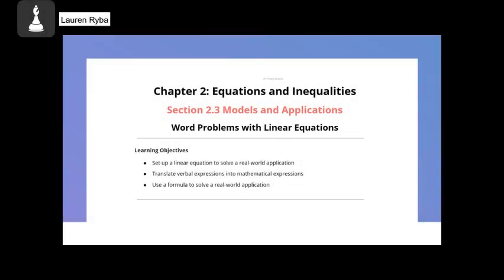Now the next part about working with equations is being able to create the equation from a word problem. So reading a word problem, turning it into variables and numbers, and then of course solving that problem.